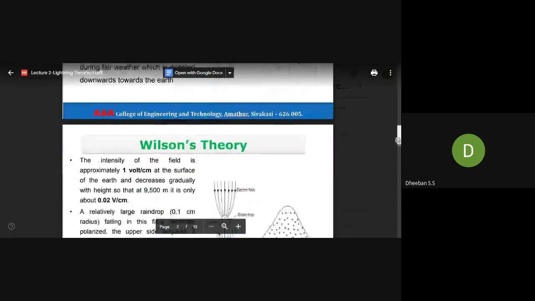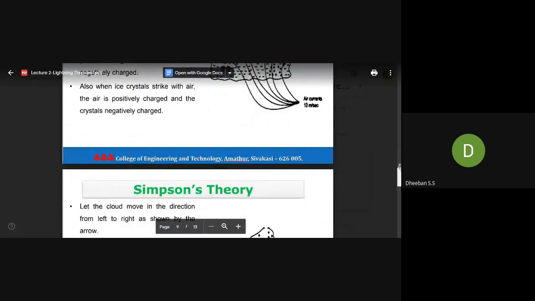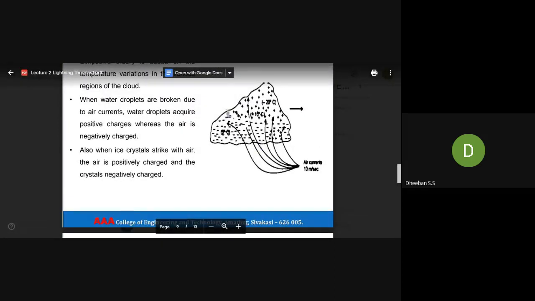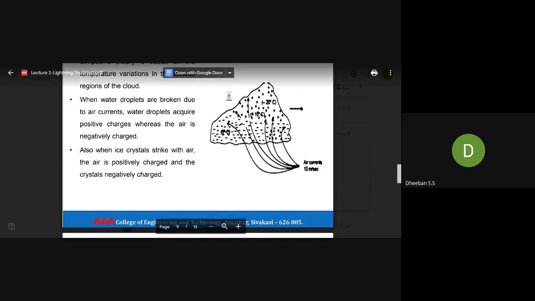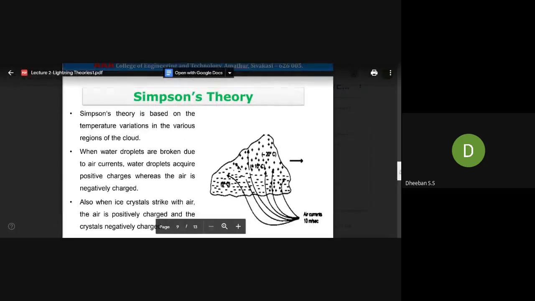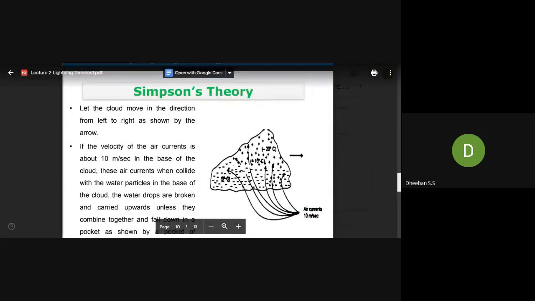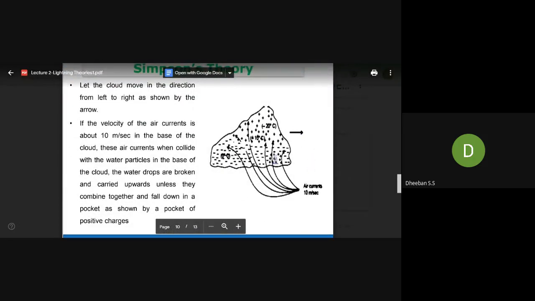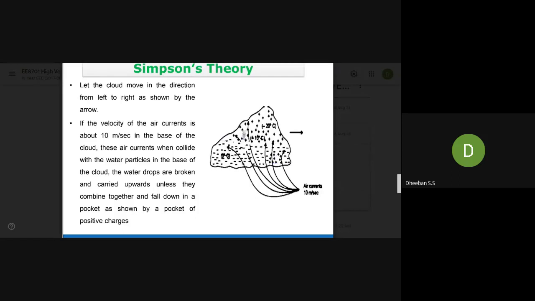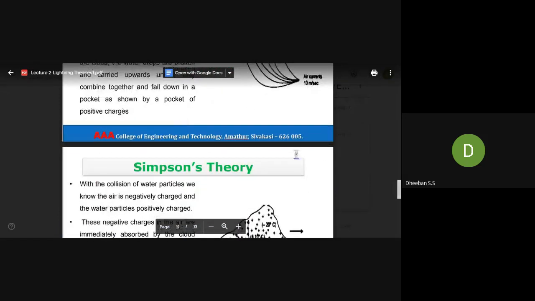But in Simpson's theory, they are saying that depending upon the region of the charges, it depends upon your humidity and your pressure. Depending upon those things, your charge separation varies. But in general, your cloud will have negative charges at the bottom, followed by the positive charges at the top. So this is what we have seen in your previous lecture.